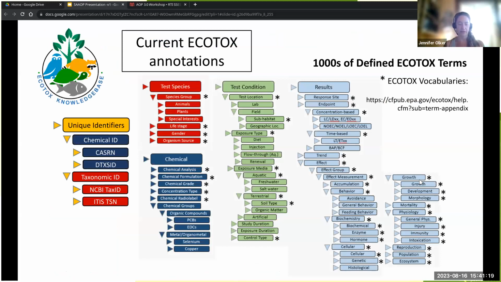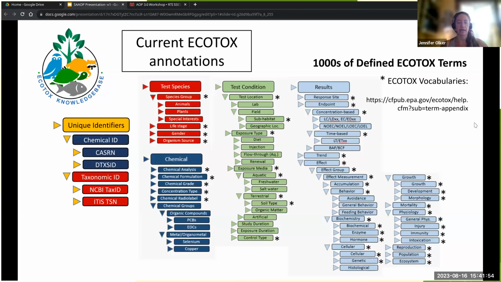So just to give a sense of that, we've actually started on this process. These are the current ECOTOX annotations, the different fields that we populate for every study. As applicable, of course, there's the unique identifiers for chemical and species. But then for test species, we also have information on the life stage, the sex, the source of the organism. For chemicals, we have chemical analysis, the grade, the type, et cetera. And then a lot of information in green on the different test conditions that are there, and then the results.